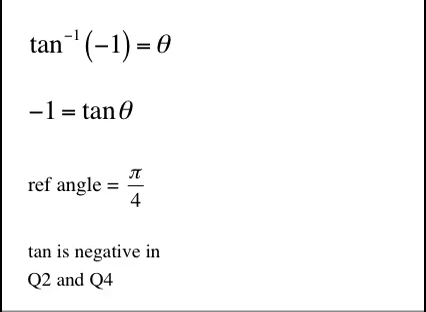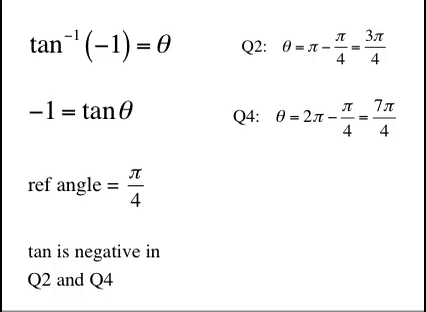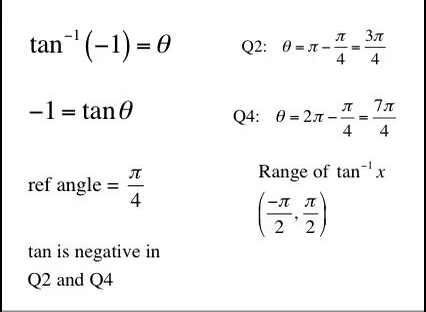Tangent is negative in quadrant 2 and quadrant 4. So our quadrant 2 angle will be pi minus pi over 4, and our quadrant 4 angle will be 2 pi minus pi over 4. So quadrant 2 angle is 3 pi over 4, quadrant 4 angle is 7 pi over 4, but our range was from negative pi over 2 to pi over 2. So what can we say about that?